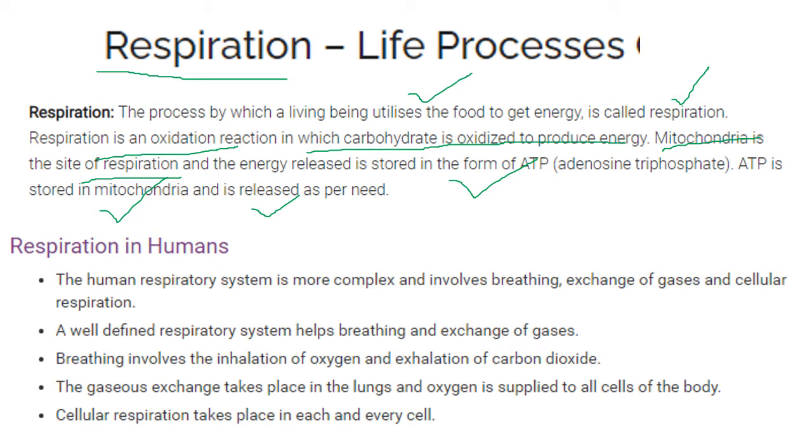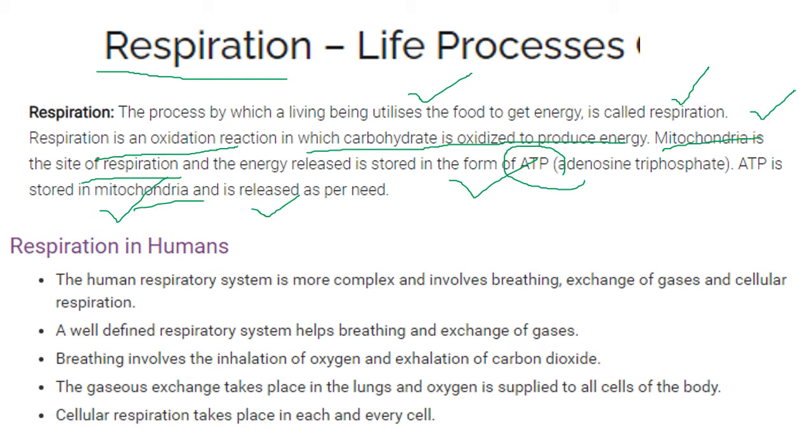So what you have studied over here is during the respiration process the food is burnt to get energy, and this process is called respiration. And this respiration is an oxidation reaction in which carbohydrate is oxidized to produce the energy, and this process occurs in the mitochondria. And when this process occurs, ATP is produced, and this ATP is stored in the mitochondria and is used accordingly.